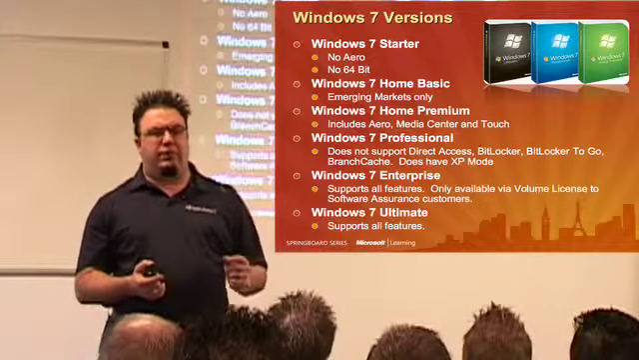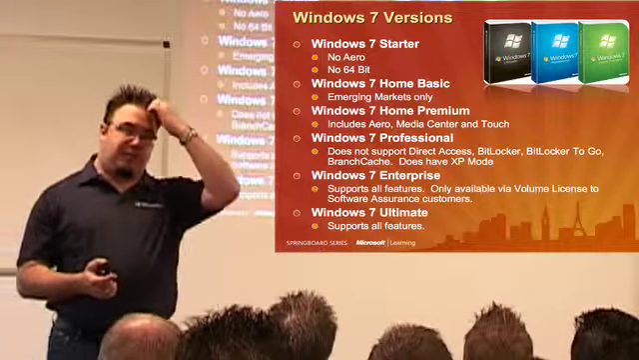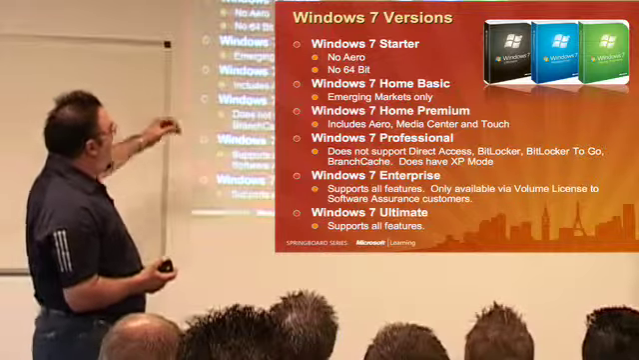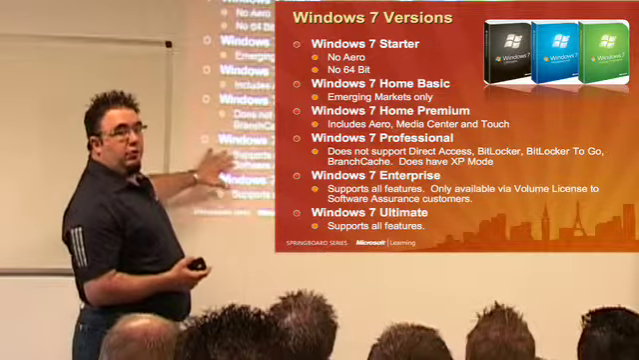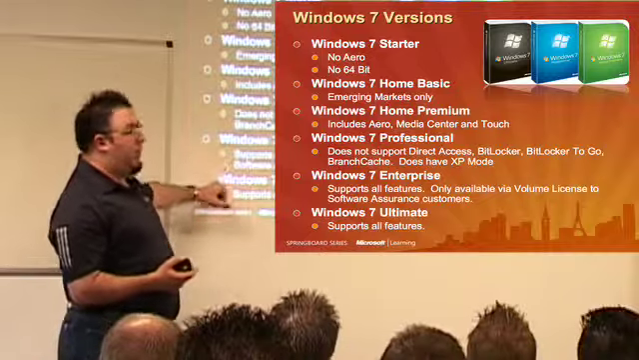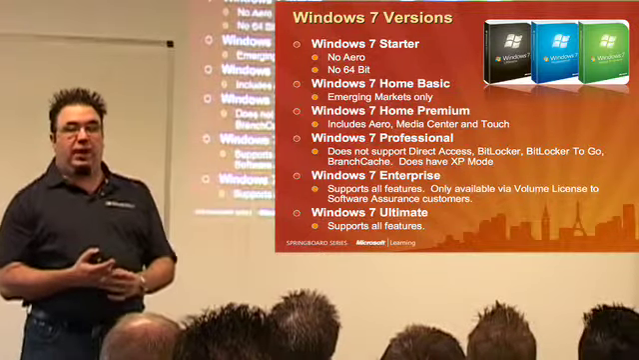I'll talk about volume license and software assurance for a moment. But that's the key differences between the Professional SKU, which many of you may be using, or the Enterprise. Anybody know what the only difference is between Enterprise and Ultimate?